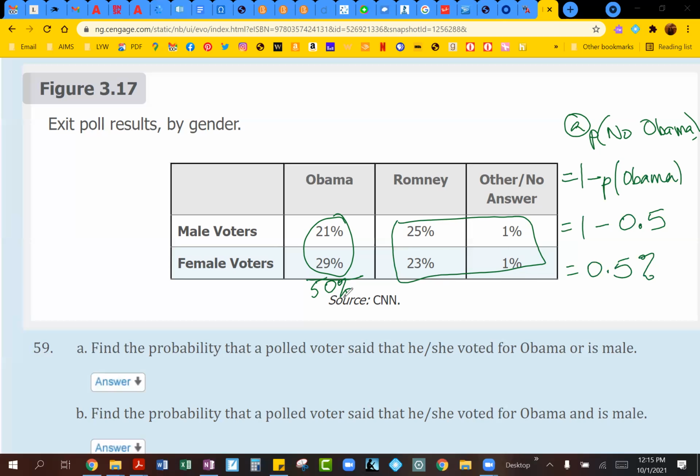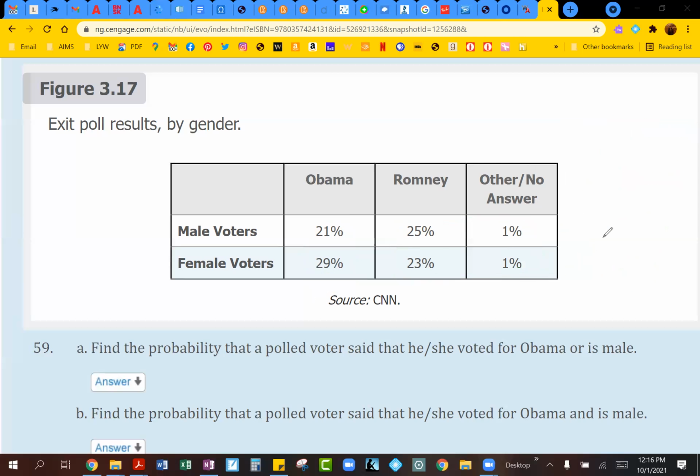So Obama had 50% voting, which puts him at a little bit of a higher value. So again, you can use the complements, or in this case, since you only had 4 numbers, you could have added all the remaining percentages and you could have come up with that answer that way also. All right, very nice. So this was for part A.